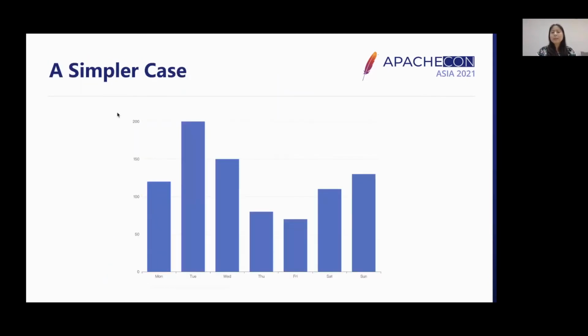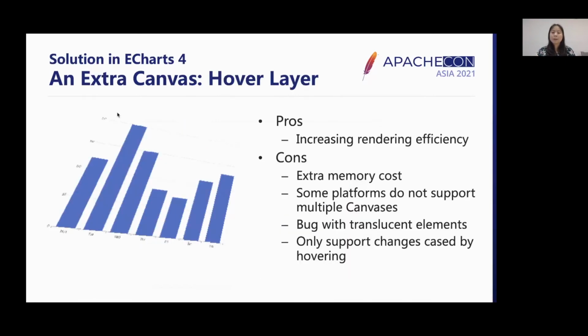Let's take a simpler example to understand the situation here. Is it possible to only render the changed elements in the canvas? Well, in this simple case, yes. And this method is called the hover layer, and it is supported dating back to ECharts 4. The basic idea of a hover layer is to use an extra canvas on top of the main canvas to render the elements modified because of mouse hovering.